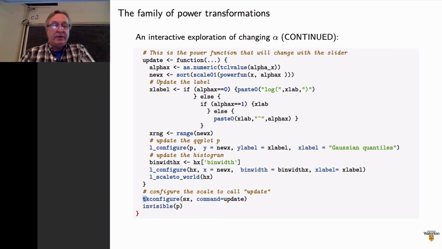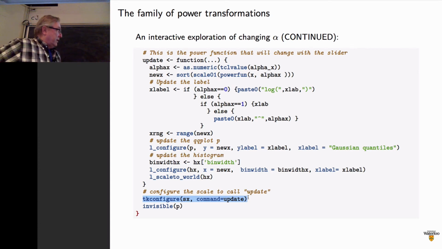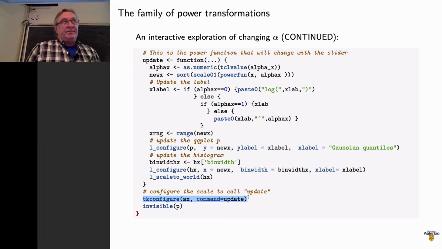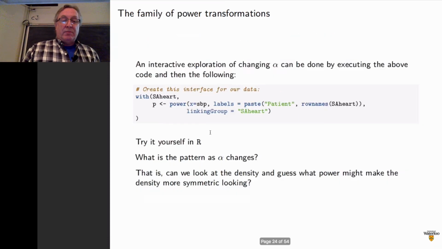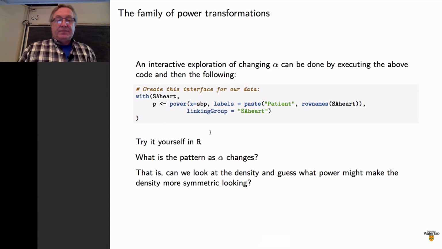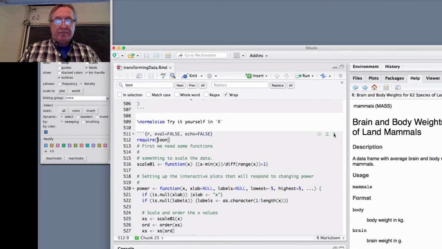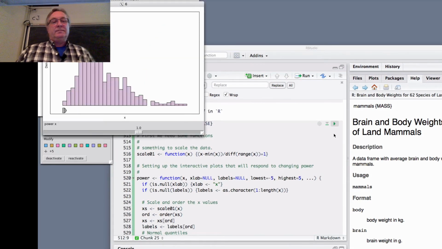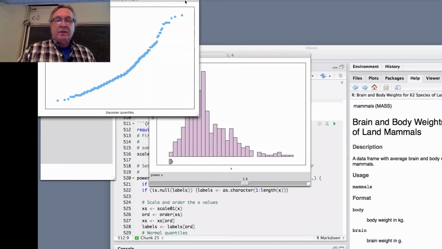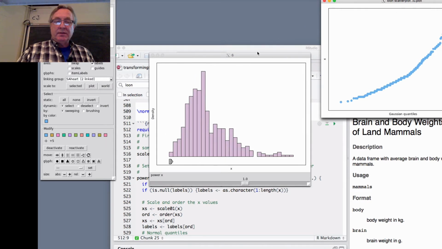So the last thing I'm going to do is configure that slider so that whenever it changes its state, it will call this function update, this function that we just wrote here. All right, so that's a quick tour of how you can build things pretty arbitrarily. So let's try that. Right, so there's our histogram with the slider at the bottom. There's our plot of the quantiles.